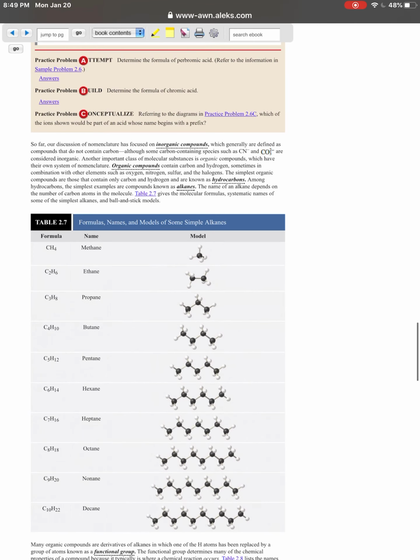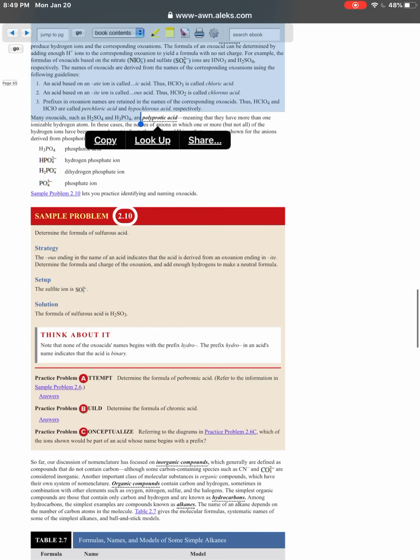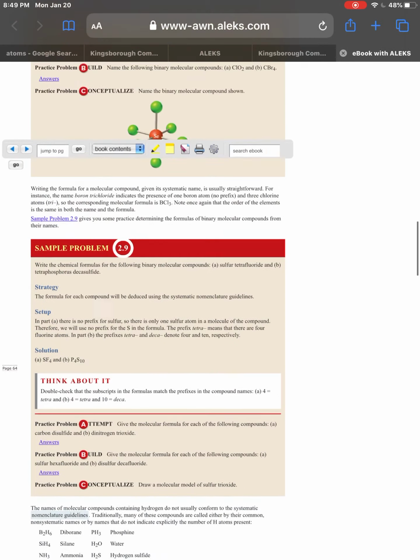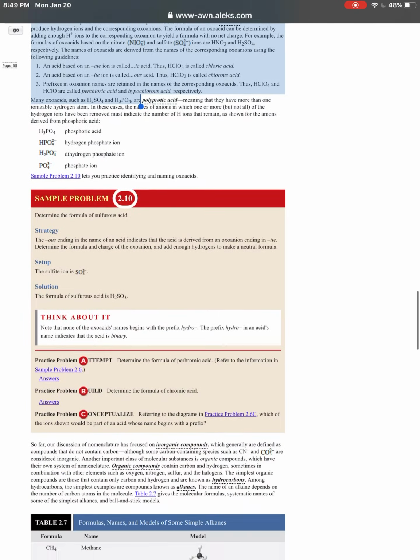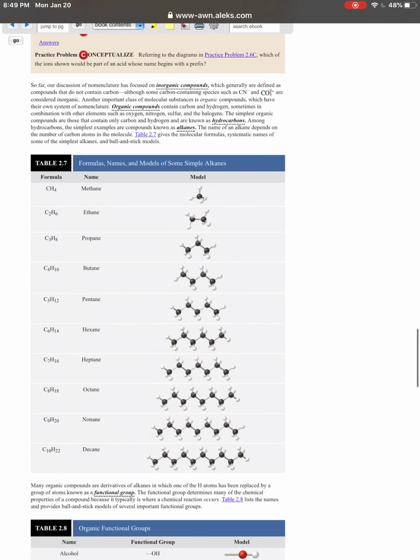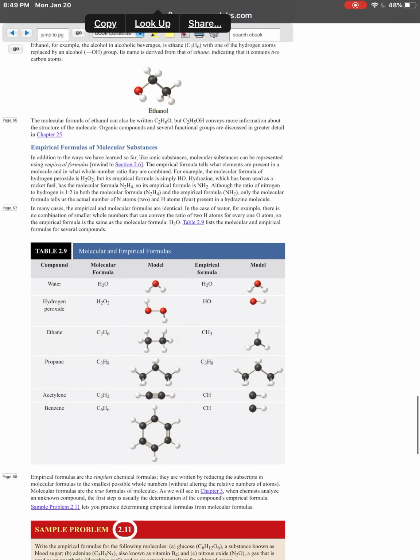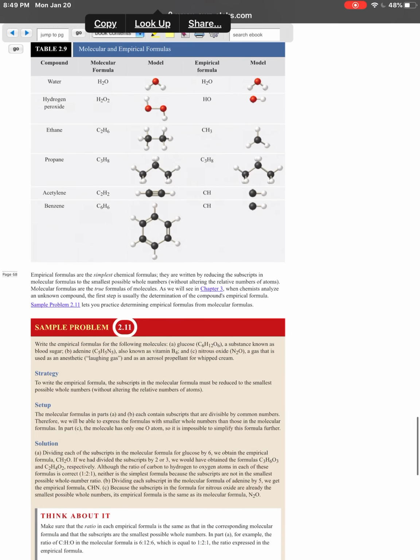Table 2.7, I wouldn't worry too much about that. You can read over it, but we do not expect you to be naming organic compounds in this course right now. All we're really focused on is naming the molecular compounds that are listed through the simple acids, and then the ionic compounds, which was in the previous section. So you don't need to do table 2.7. You don't need to do table 2.8. You really don't even need to worry about table 2.9. Read it over, but it's not a big issue.